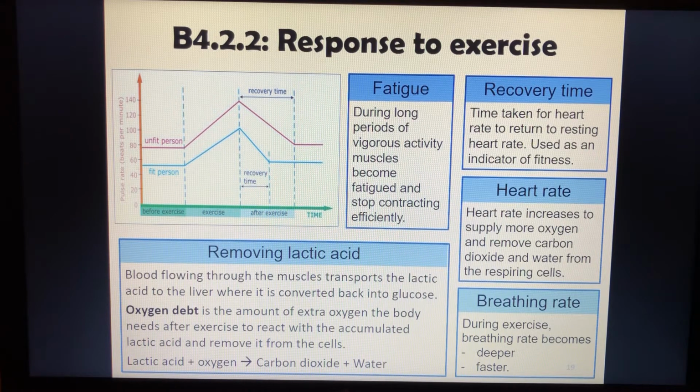And we said that recovery time was about how long it takes for your heart rate to return to normal, to return to that resting rate.